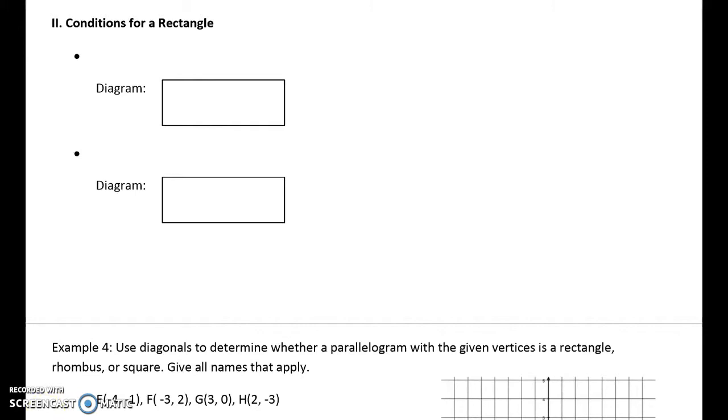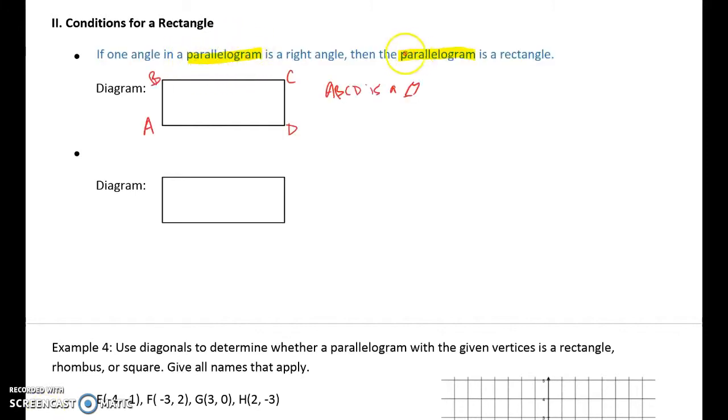So what's our first condition? Okay, so you again notice I've highlighted parallelogram because we need to know it's a parallelogram first. So if I know ABCD is a parallelogram, and in addition to that, if I know just one angle is a right angle, for example, if I know angle D is a right angle, then I can say ABCD is a rectangle. Because remember, by definition, a rectangle will have 4 right angles. So if I know this is 90, and because it's a parallelogram, all our same side interior angles are supplementary, that'll give me 90, 90, 90, 90. So that's our first condition.